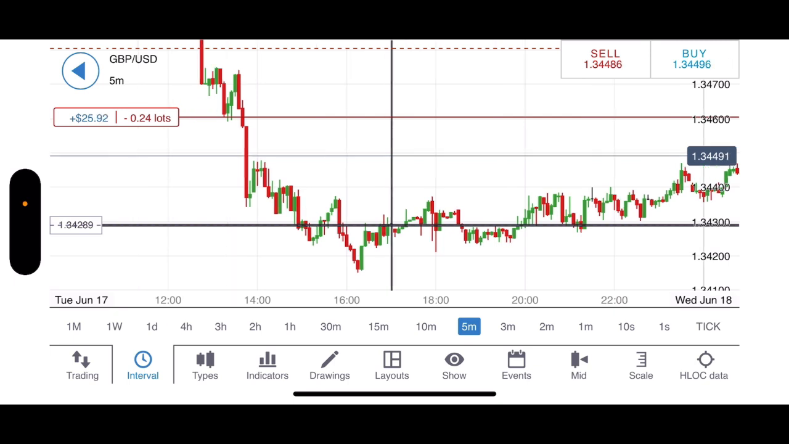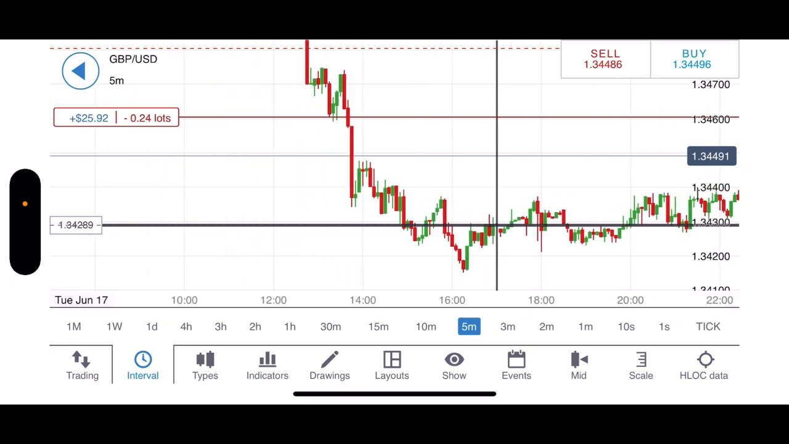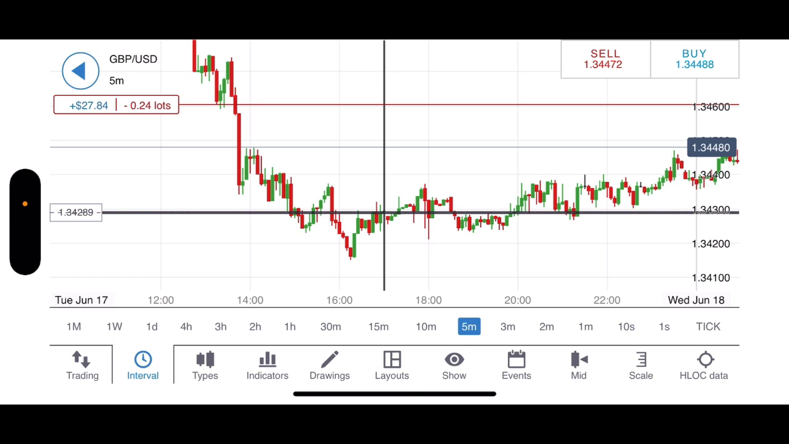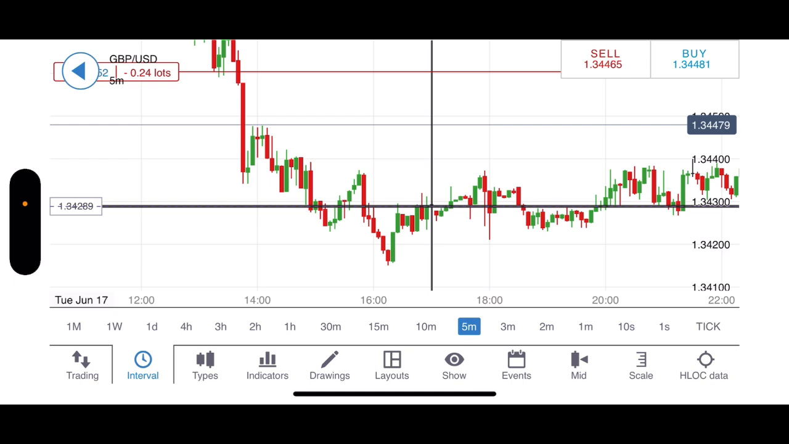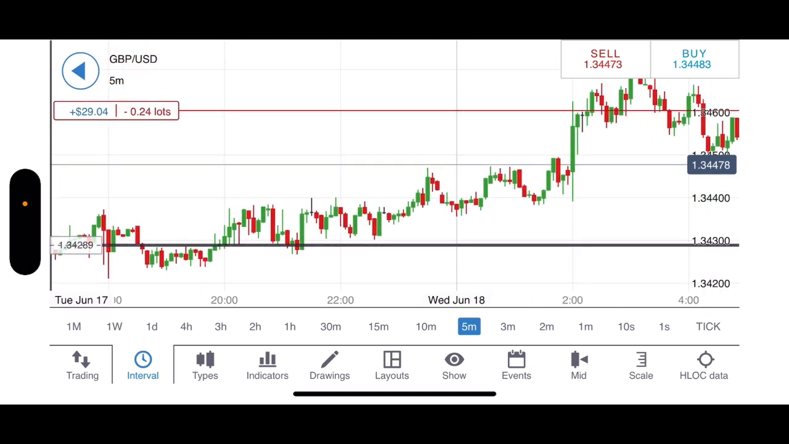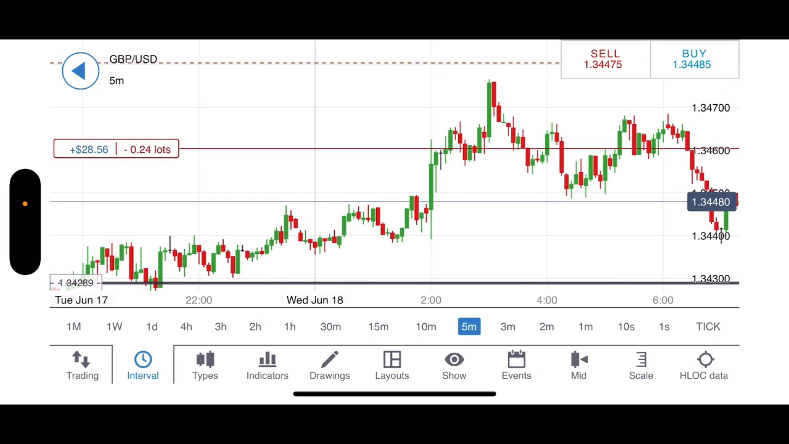So what you can see here in the middle of the screen, which I just dropped, is the vertical line of yesterday's New York close and the horizontal line of the price at that close, which is, as you can see in the rectangle on the left, 1.34289. So as the evening went on, we can see that the pair moved away in the upward direction from the New York close.